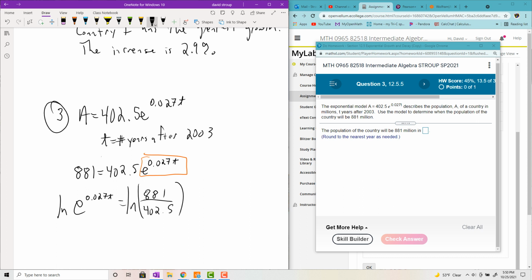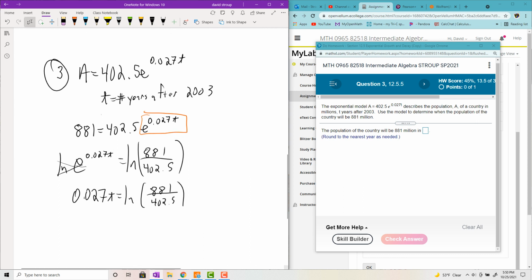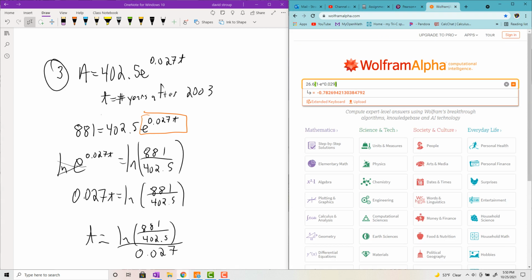On the left here, the ln and the e cancel each other out, and you're just left with the 0.027t. On the right, I get the ln of 881 all over 402.5. Divide by the 0.027, and t will equal ln of 881 all over 402.5, divided by 0.027.